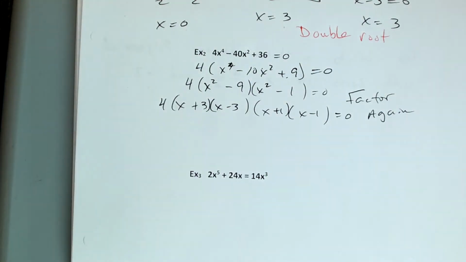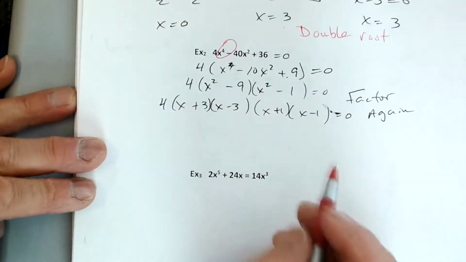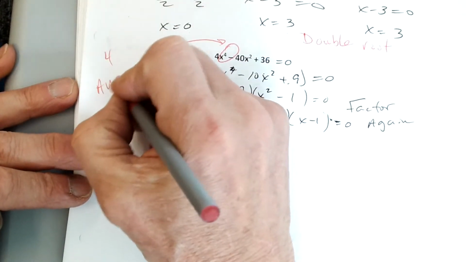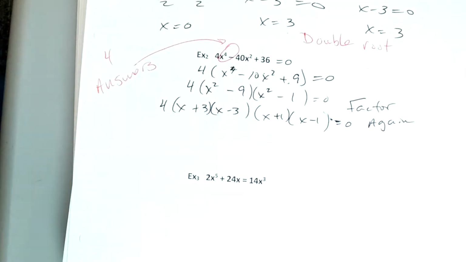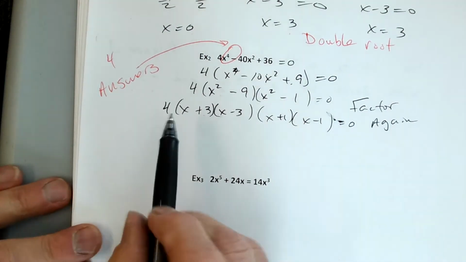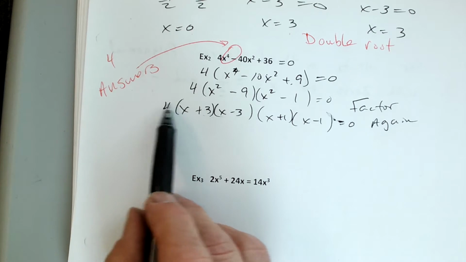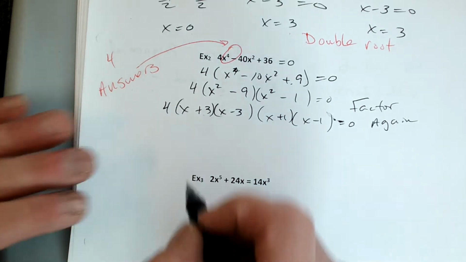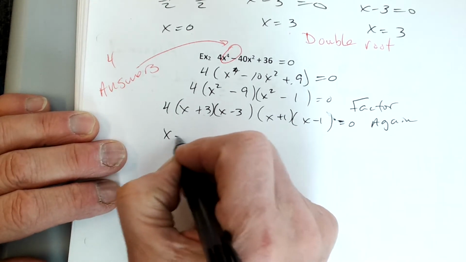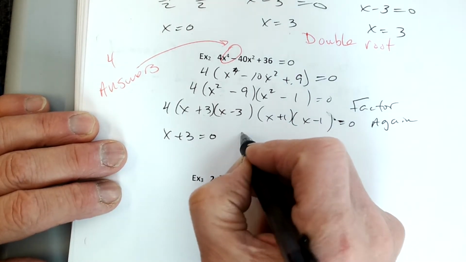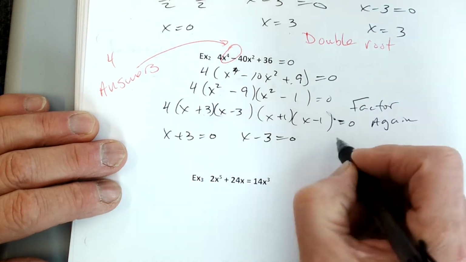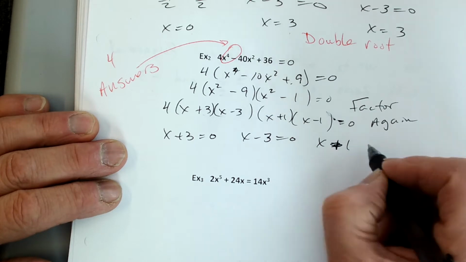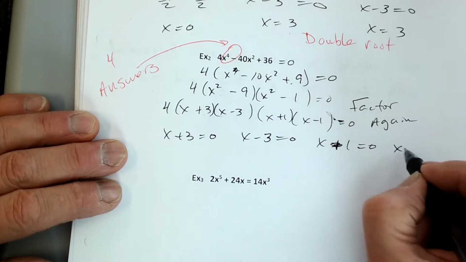Now, I need 4 answers, right? I need 4 answers for sure. And I'm going to get 4 answers out of this, because I've got my mini equations. Now, the 4 doesn't have an x, okay? So that's not going to be a mini equation, right? You okay with that? There's no x with the 4, so we're going to ignore it, okay? So I'm going to go x plus 3 equals 0, x minus 3 equals 0, x plus 1 equals 0, and x minus 1 equals 0.